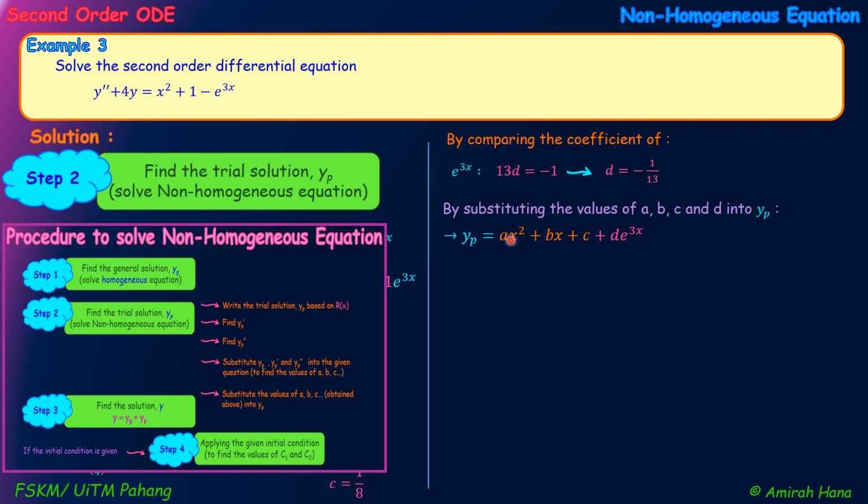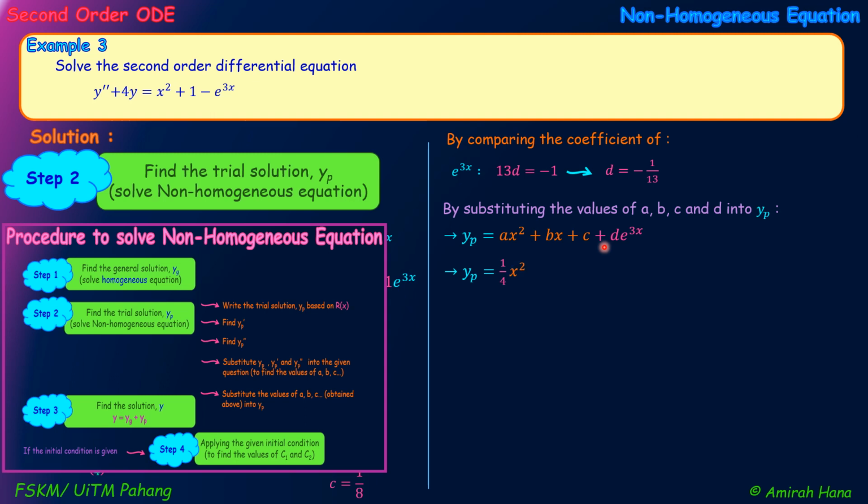So from the previous slide, yp equals ax squared plus bx plus c plus d e to the power of 3x. We get yp in terms of this function because the right-hand side has a quadratic and an exponential function. So ax squared plus bx plus c is the quadratic function, and d e to the power of 3x is the exponential function. And to avoid error with the minus sign here, we just put a plus sign.